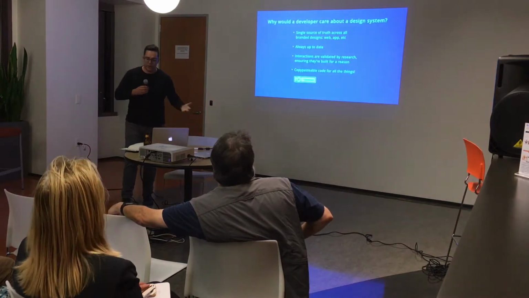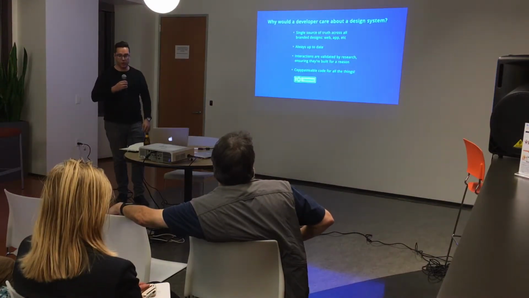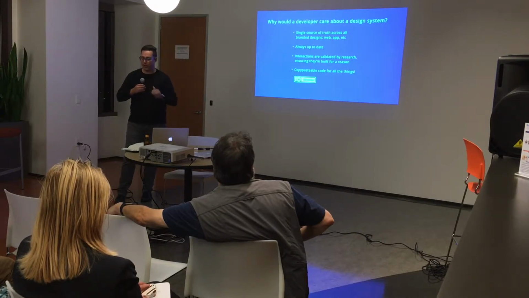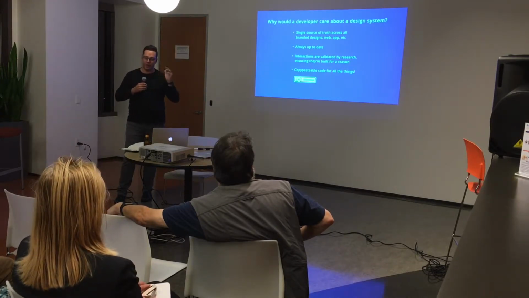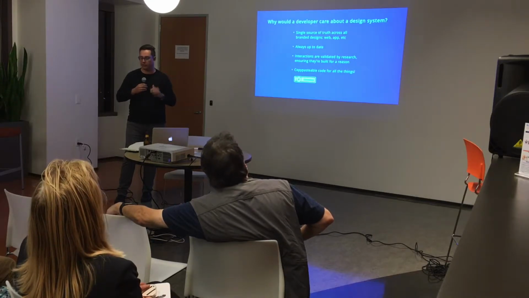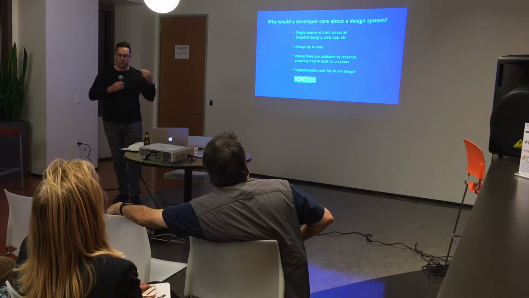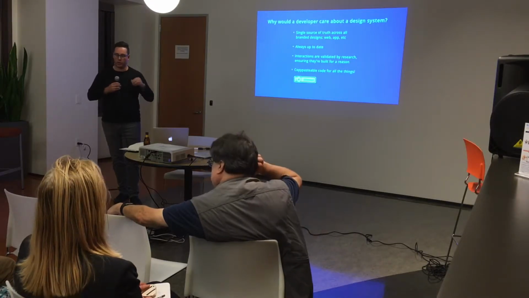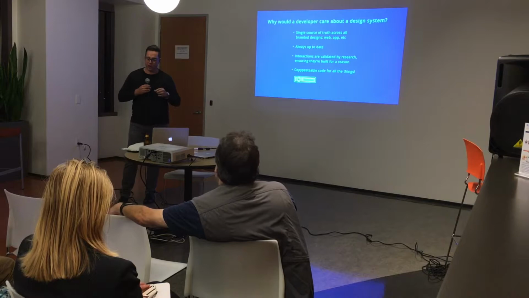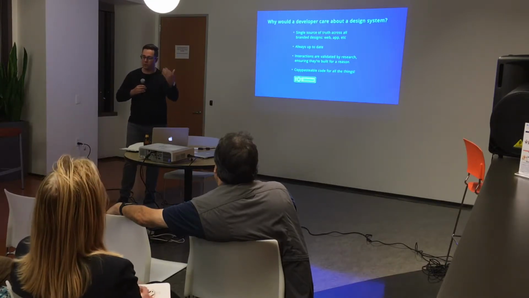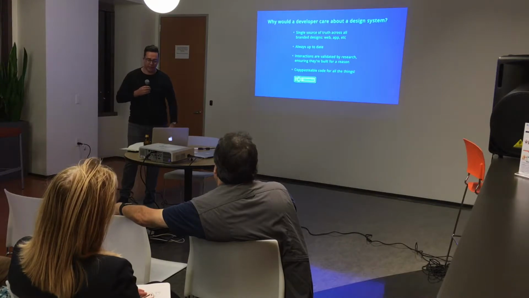So why would a developer care about a design system? So number one is, for sure, it's a single source of truth across all branded designs. That's web, that's iOS, that's Android, that's everything. Now, it varies from system to system, of course, because there's specific stuff for iOS, specific stuff for Android, but for the most part, the brand voice, all of that is consistent. So it's also always up to date. So you know that the thing that you're building is the most current thing that we, the designers, are pushing out and communicating out to the company.